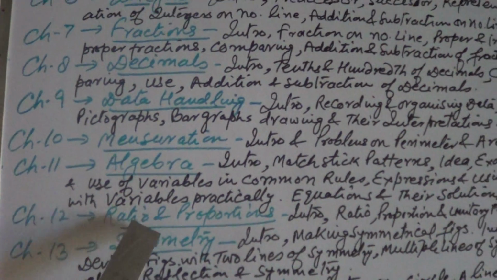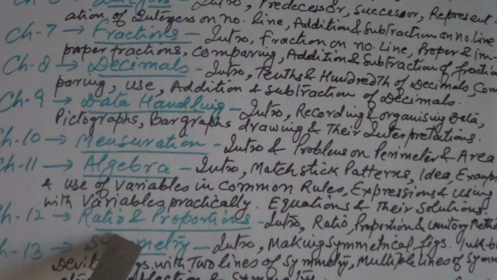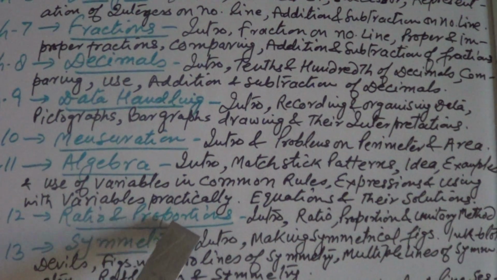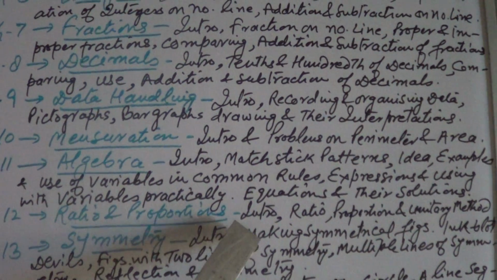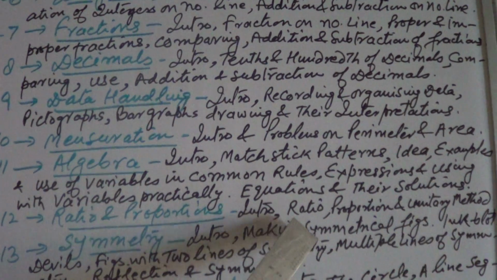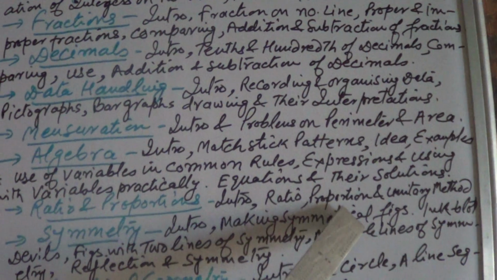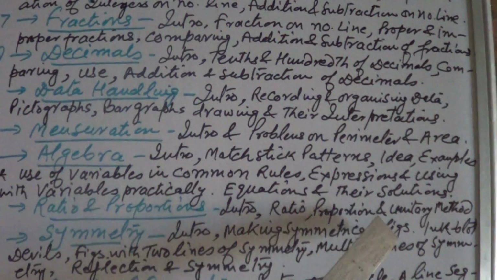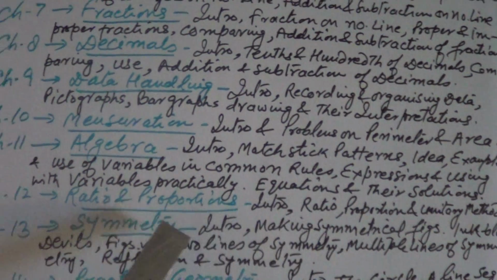Now comes chapter 12. It is ratio and proportions. Children, it has its introduction of ratio, proportion, and it also contains the unitary method.